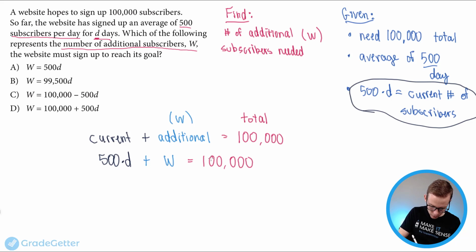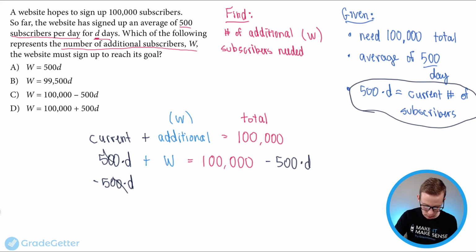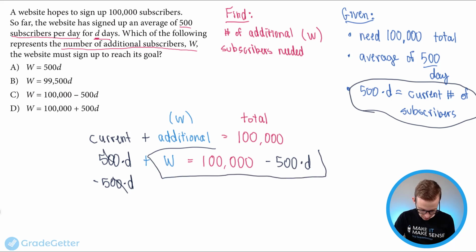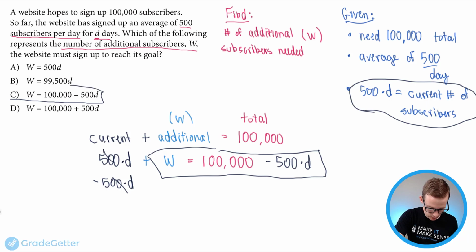100,000. Well, if we solve for W, then we just subtract 500D from both sides. And that gives us our answer for W. So W equals 100,000 minus 500D, which is C. So that is our correct answer for this problem.